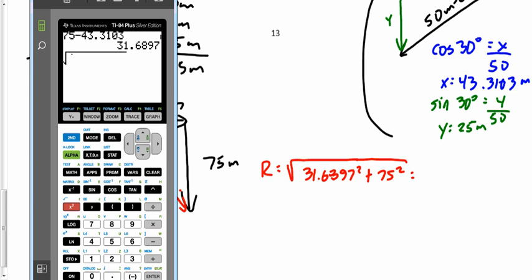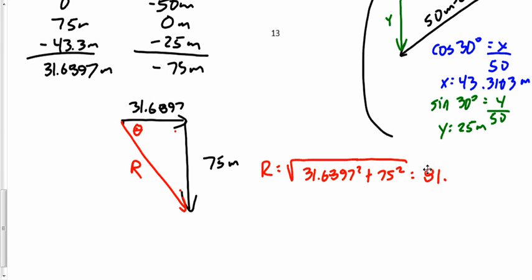Square root of 31.6897 squared plus 75 squared, end that bracket, and we get a value of 81.4. We're actually going to round that to 2 digits, so it's 81 meters. So when we add all those vectors together, we get 81 meters. But we have to express it at an angle now. Theta is going to be equal to the inverse tan function of opposite over adjacent.